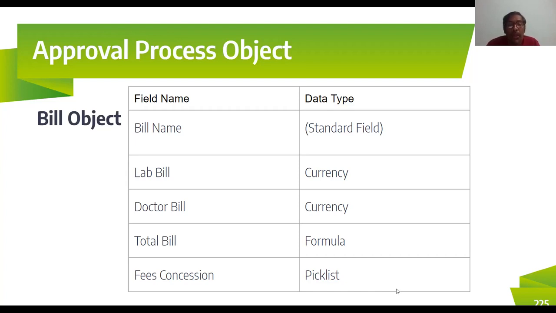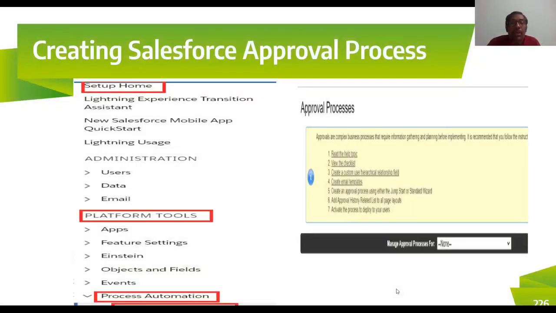So now, in case the patient is asking for the bill concession or the fees concession, the hospital authority or the doctor should approve whether he can avail any fees concession or not. For which we are going to go with the approval process here. Assume that we have created the object called bill object. Once the object has been created, we are going to go with the approval process.